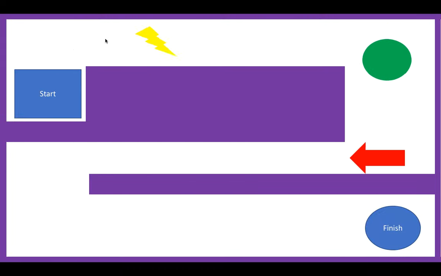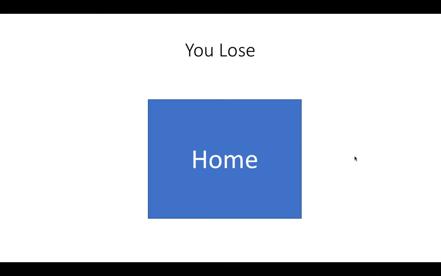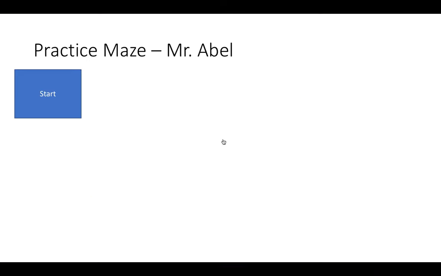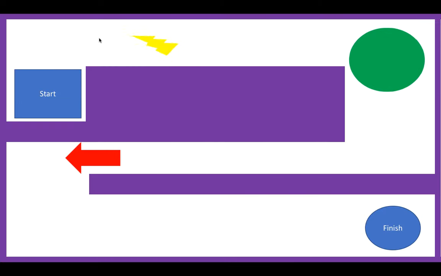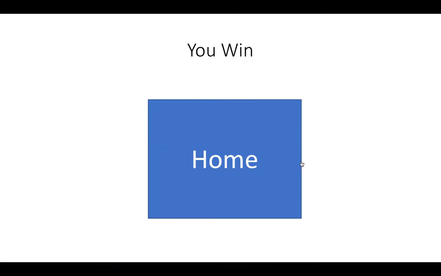All right, I'm going to see if I can get by these guys here. All right, got by all these guys. I'll go ahead and test it. Oh, nope, the arrow touched me. I click home. Let's go back and try this again. We made it safely. And then I'll click finish. Okay.